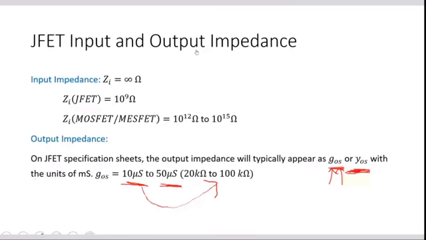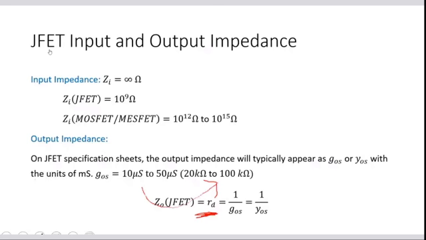So this is the output impedance of JFET, and it is given by Z0 of JFET equal to small rd. This representation is being used for AC analysis, and output impedance is equal to 1 by GOS. When I substitute 10 microsiemens here, I'll get 100 kilo ohms. When I substitute 50 microsiemens in the place of GOS, I'll get 20 kilo ohms. So that's why the value of Z0 will vary from 20 kilo ohms to 100 kilo ohms.